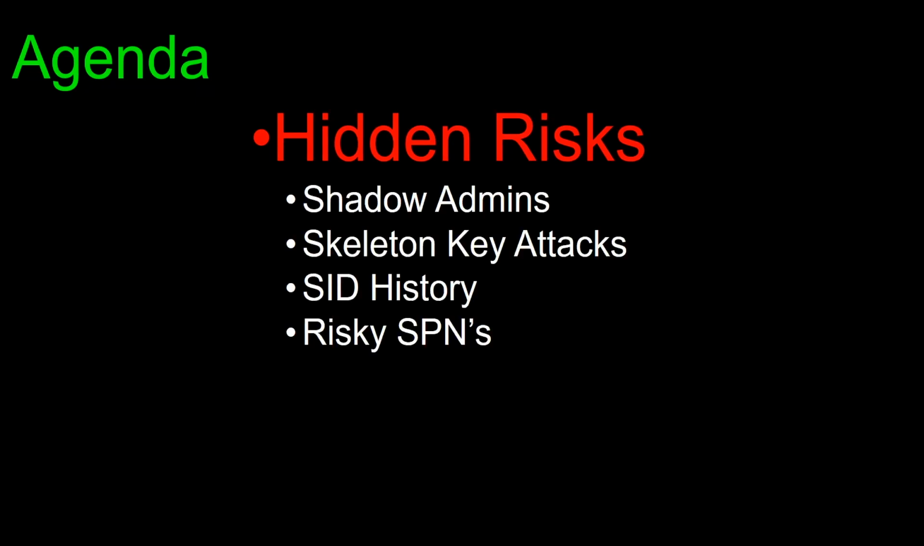Okay, so follow me here. We're going to talk about shadow administrators, specifically with Active Directory attributes. We'll talk about skeleton key attacks and how we can circumvent authentication at the domain controller level. We'll also talk about a SID history attack. This one's really interesting on how we can change personas and roles with something as simple as an AD attribute. And then we'll talk about service accounts and risky SPNs, and how something as simple as misconfiguring an object can really open up a lot of risk for a service account.